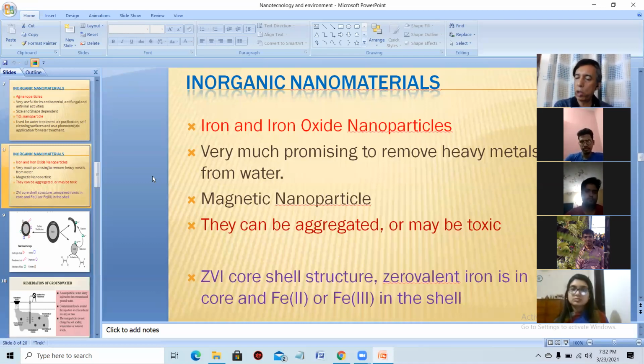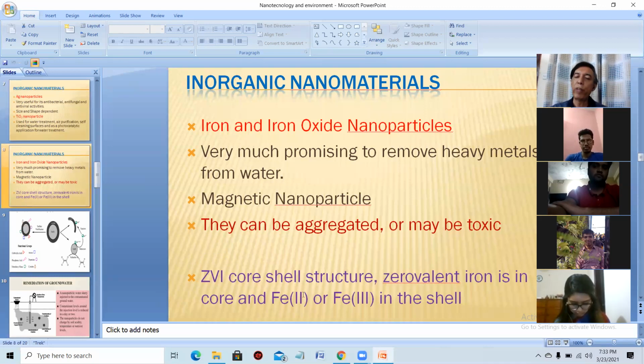Can you remember the core shell nanoparticle? There is some core, and outside the core there is a shell. I have told you that a core shell nanostructure, say for example, there is a silica core, and outside there is a gold shell. We have studied in the nanobiotechnology the core shell nanostructure. This core shell nanomaterial, it is called ZVI. ZVI means zero valent iron. Zero valent iron core shell nanostructure.